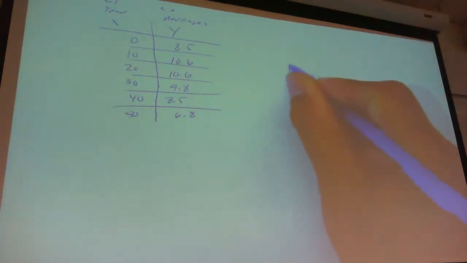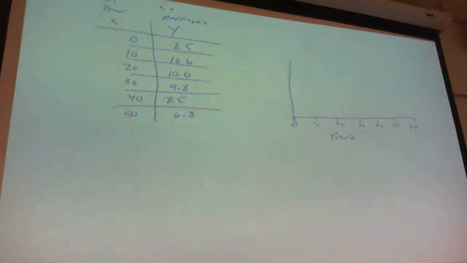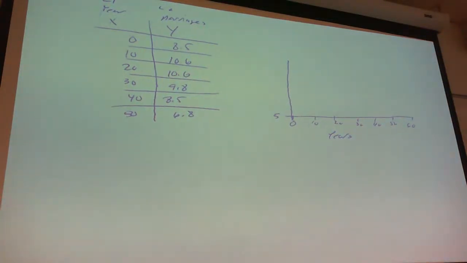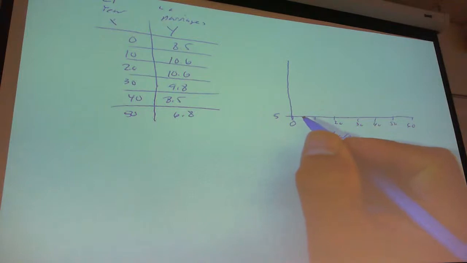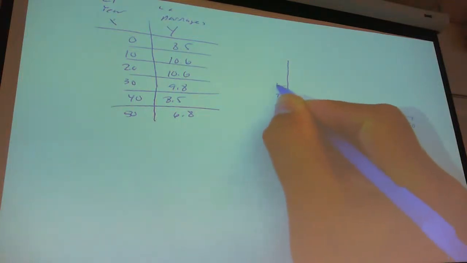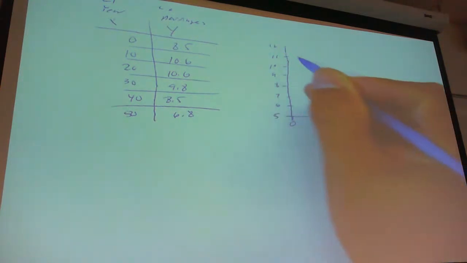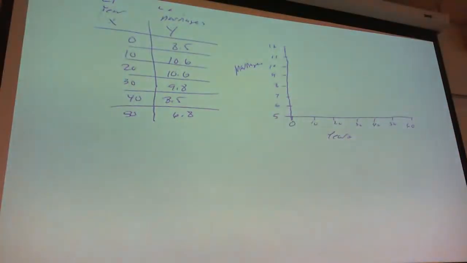My y-axis, the lowest is 6.8. So what should we start with? You can start with 5, 0 works, 5 works, but below 6.8. The highest is 10.6. So how high should we go? Like 12, counting by what? And again, no one's going to tell you this. You have to understand the data to figure that out. It doesn't have to be exactly the same, but a little bit above and a little bit below. This will help us understand the problem. Understand what we're starting with, what we're ending with. So it's super important that we understand the problem, not just push buttons in the calculator.